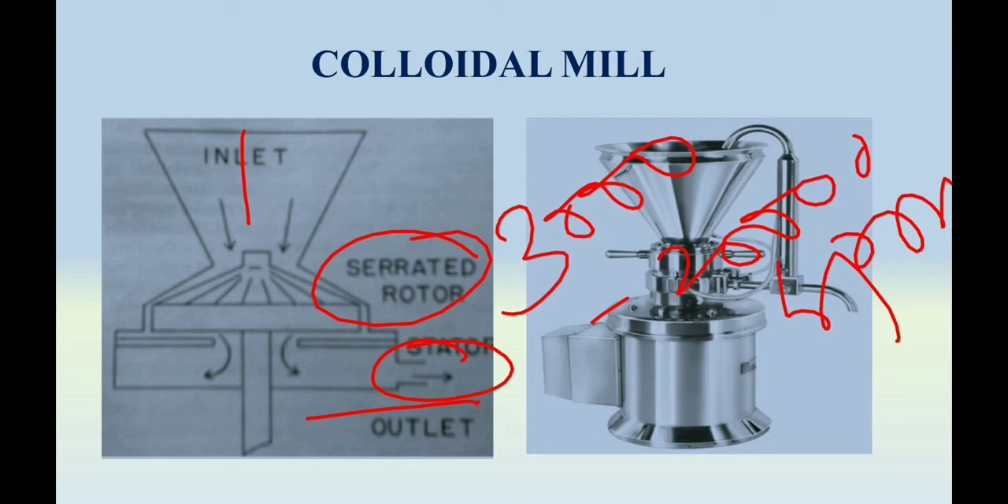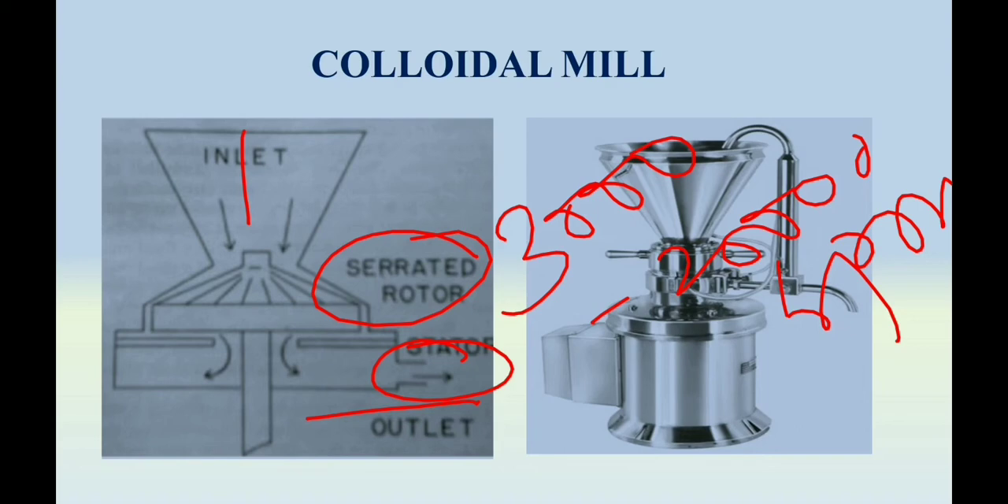So the final size of the product obtained after combination is a function of the following. First one is the homogenization intensity and duration. Second is the viscosity of the continuous phase. And the third is the shear force within the gap between the spinning rotor and the stationary stator, so the clearance between the rotor and the stator. So it depends on these things, the combination.